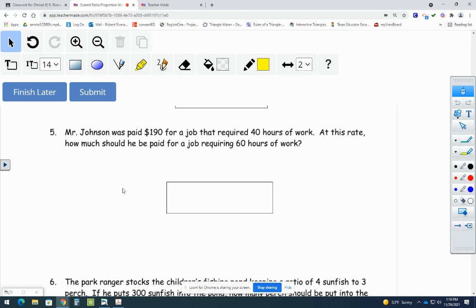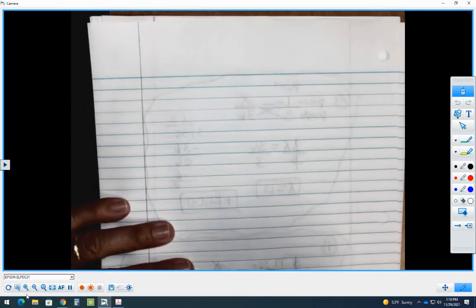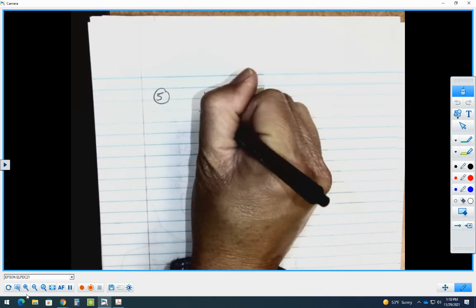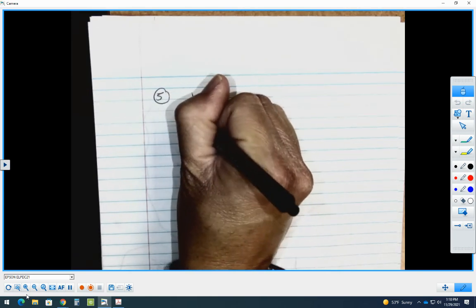So number 5 says, Mr. Johnson was paid 190 for a job that required 40 hours. At this rate, how much? Okay, so I already saw the word rate. So I'm going to set up a proportion again because that's our strategy for Mr. Rivera. So the ratio is 190 to 40 hours. So this is number 5. $190 to 40 hours.